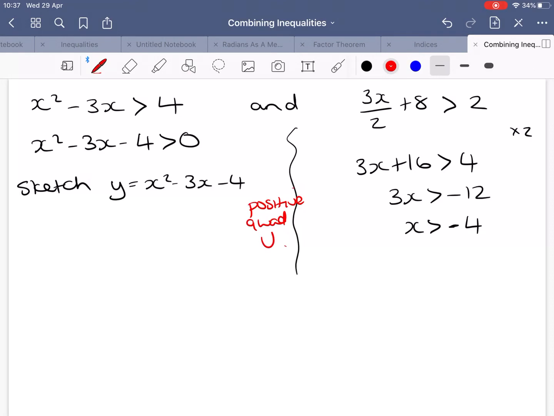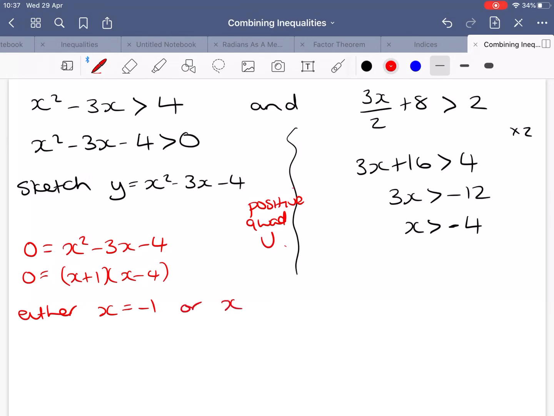So how do I sketch it? I need to find where it crosses the x-axis, and on the x-axis y equals 0, so I'll get 0 equals x squared minus 3x minus 4, and again quite a simple one to factorise. So I've got a 4 and a 1 and I want a -4 and a +1. So either x plus 1 equals 0, so x is -1, or the second bracket is 0, so x must be 4.